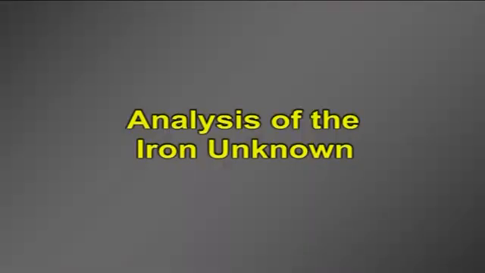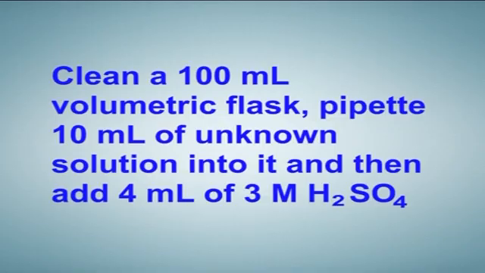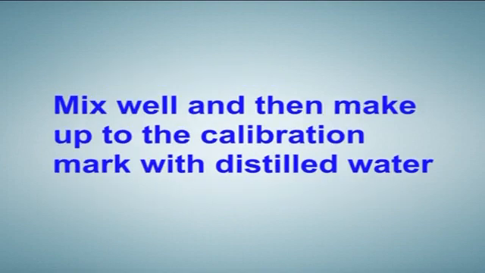Analysis of iron unknown. Clean a 100 ml volumetric flask, pipette 10 ml of unknown solution into it, and then add 4 ml of 3 molar sulfuric acid, mix well, and then make up to the calibration mark with distilled water. Mix well by inverting and shaking the stoppered flask.